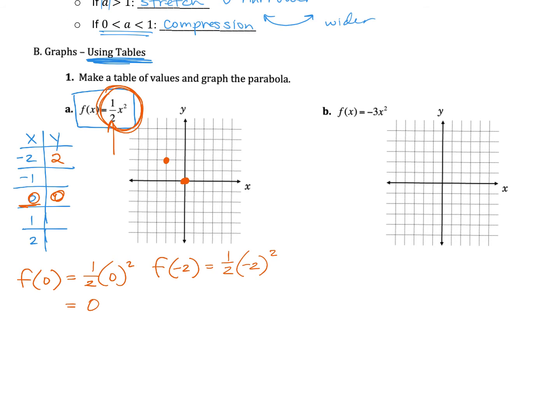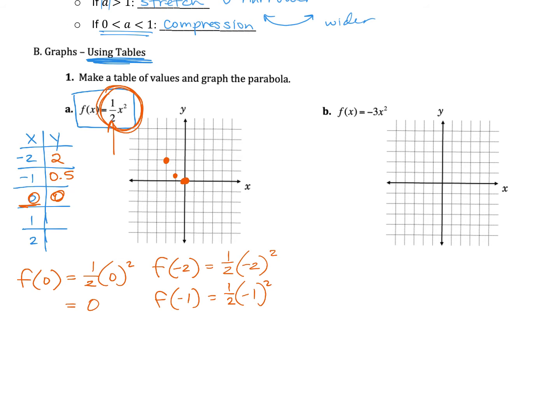Then plug in a -1. F of -1 is 1/2 times -1 squared. What does that equal? -1 squared is 1. What's half of 1? A half, right? You can call it 0.5. You can call it 1/2. I don't care. But -1, 0.5 would put us right here.